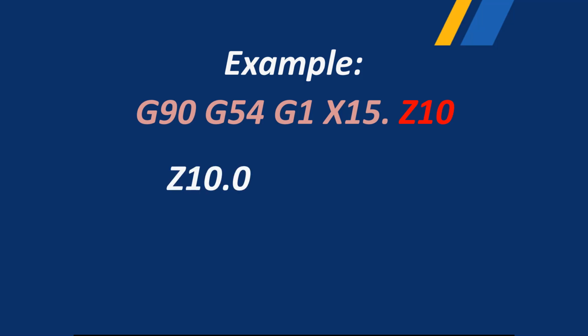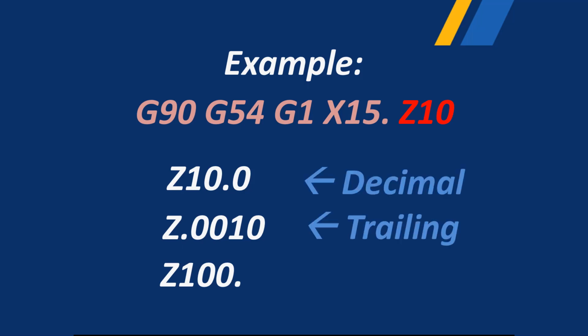Will Vericut behave as if this were a Z10 with a decimal? Or will it consider the Z10 to be 1,000th of an inch? Or will Vericut see this as Z 100 inches? The way Vericut interprets missing decimal points depends on how the Vericut control has been configured. In this example, we see three different options: decimal, trailing, and leading.